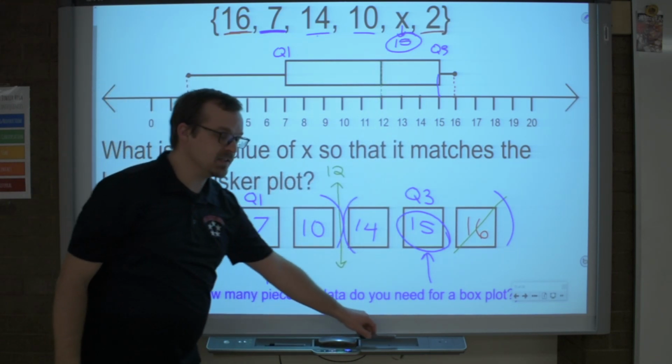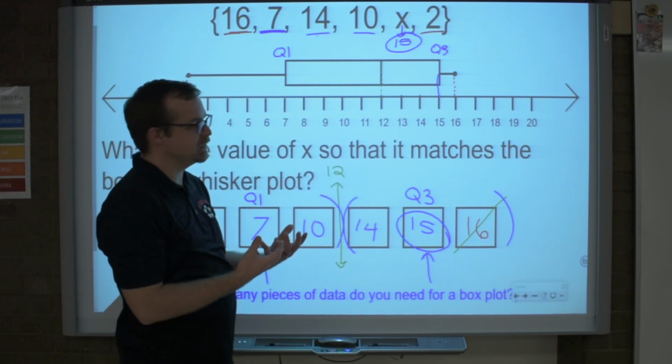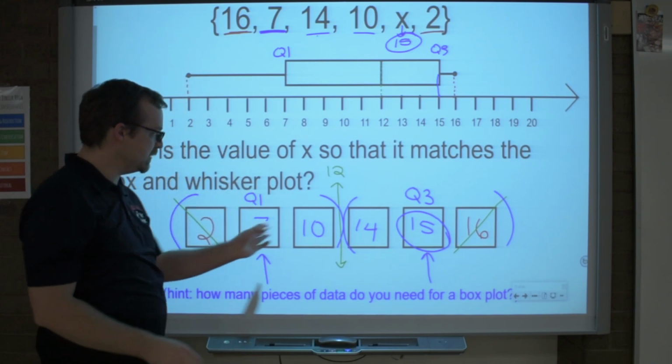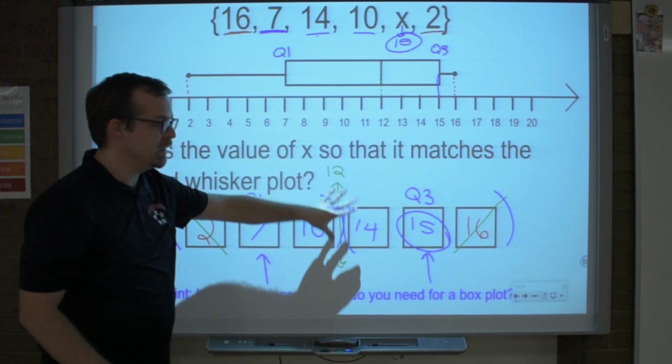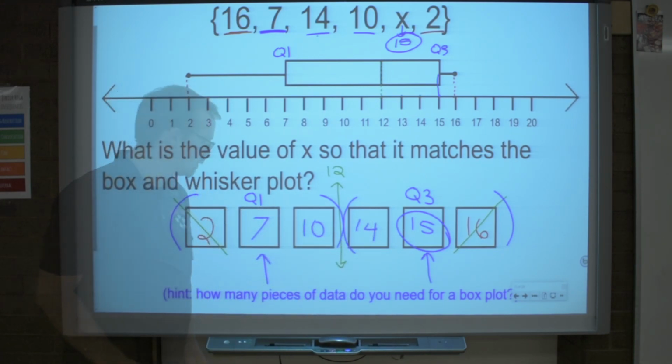Okay? So it just takes a little bit of playing. Think of it as just like a puzzle. You're just trying to fit all these pieces together from least to greatest, and you're taking what you do know and kind of fitting that puzzle together. All right, so let's try another.